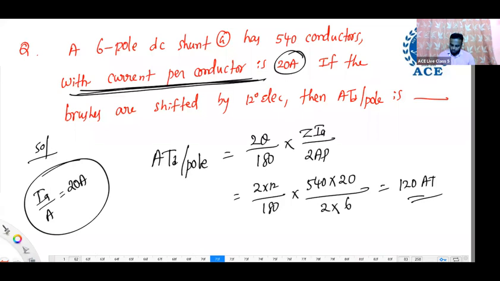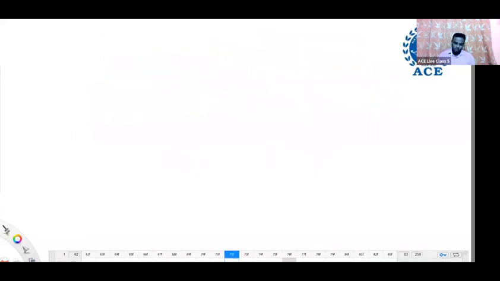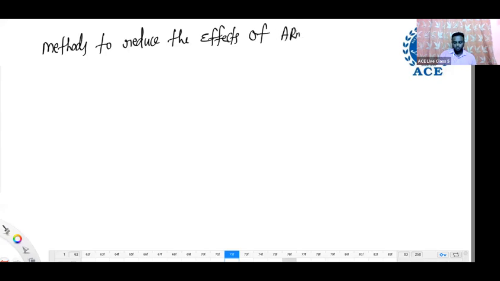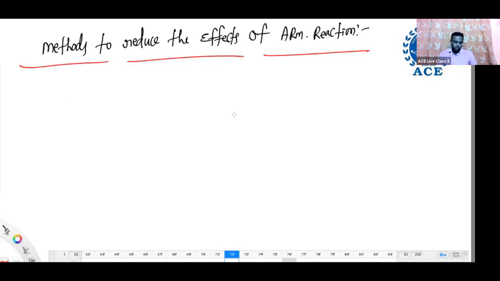Next, side heading. Next one. Methods to reduce the effects of armature reaction. Read the first method.